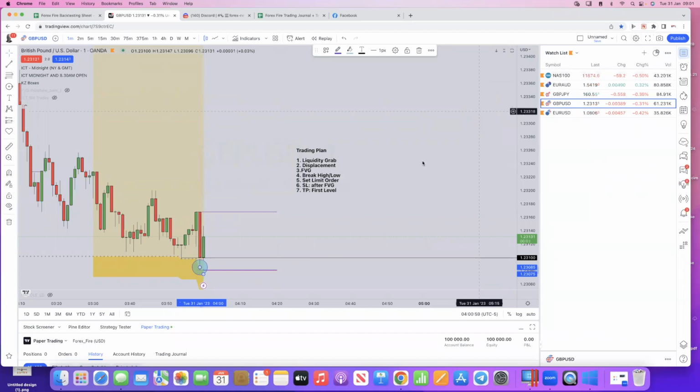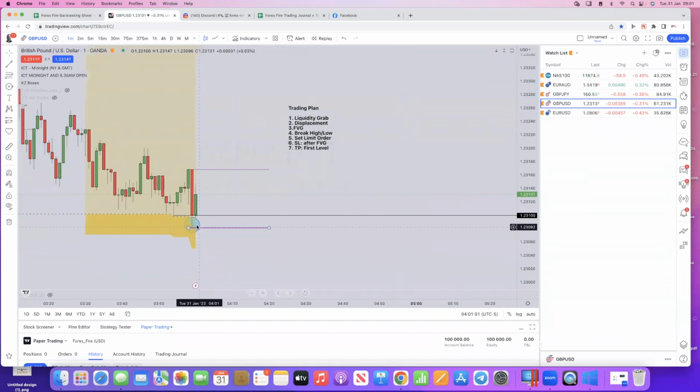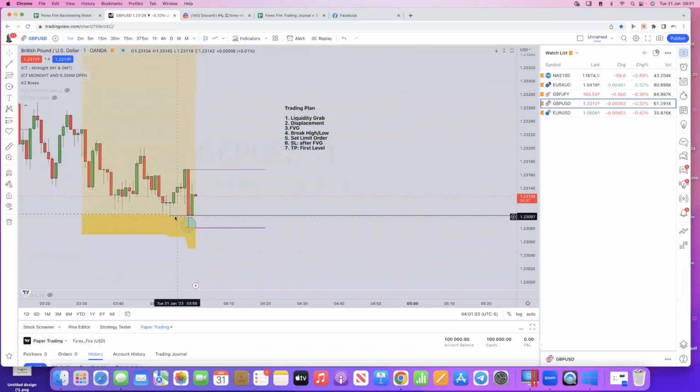So again, we've got two areas. We've got obviously liquidity grab from the previous low. We've marked out that new possible liquidity area. We've got the lower high here that we're waiting to be broken.